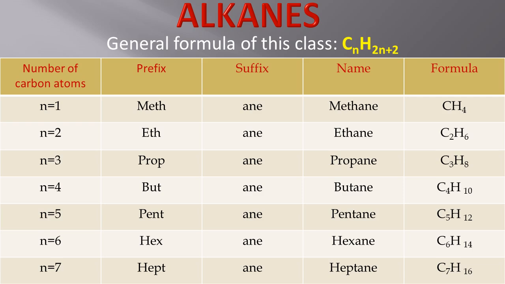Similarly, if N is equal to 5, we use the prefix pent. Pent stands for 5, so that's why we use the word pent. And again, the compound is pentane because they are all alkanes, so obviously they have to end with ane. So pentane, and the formula is C5H12. Then N is equal to 6, that is hex, it becomes hexane, C6H14. If N is equal to 7, it becomes hept, that is heptane, and the formula is C7H16.